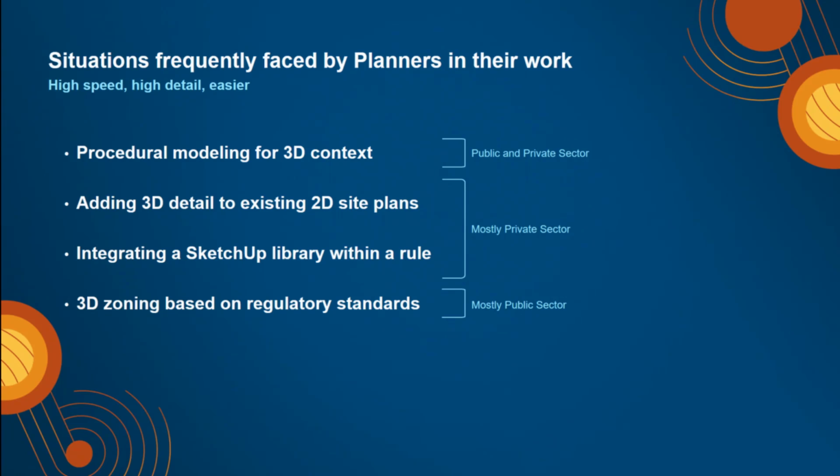So the first point we'll cover is procedural modeling for 3D context. This is what we find in both public and private sector planning for generating large, massive 3D models that don't rely heavily on, for instance, photogrammetry to get to that level of detail that we've been showing. We'll then go through adding 3D detail to existing 2D site plans, integrating a SketchUp library within a rule. This is what we see mostly in the private sector as the primary use. And then we'll go through an example of 3D zoning that's based on regulatory standards. And this is what we find mostly in the public sector's use of CityEngine.